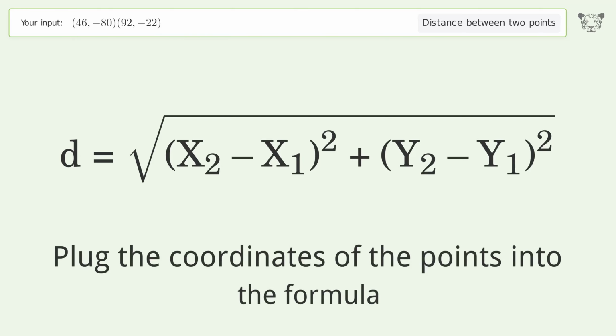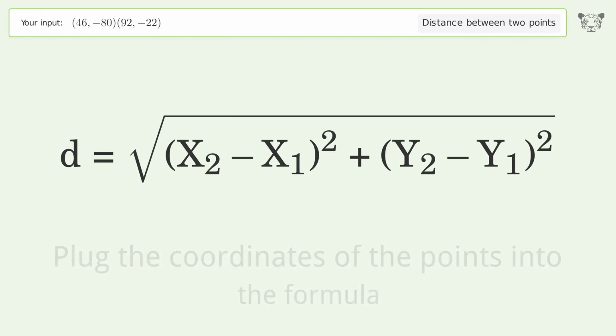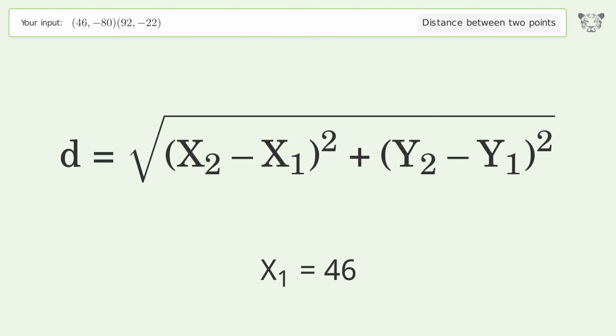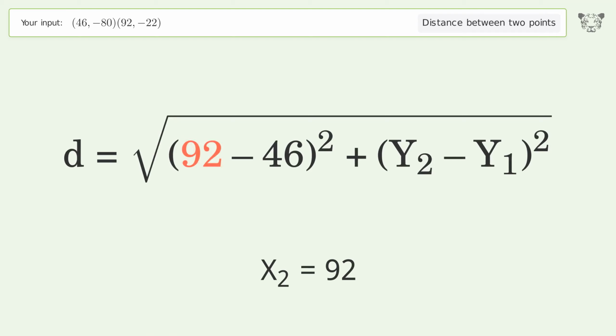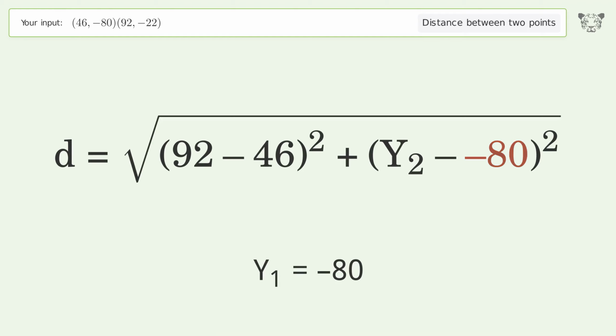Plug the coordinates of the points into the formula. x1 equals 46. x2 equals 92. y1 equals -80. y2 equals -22.